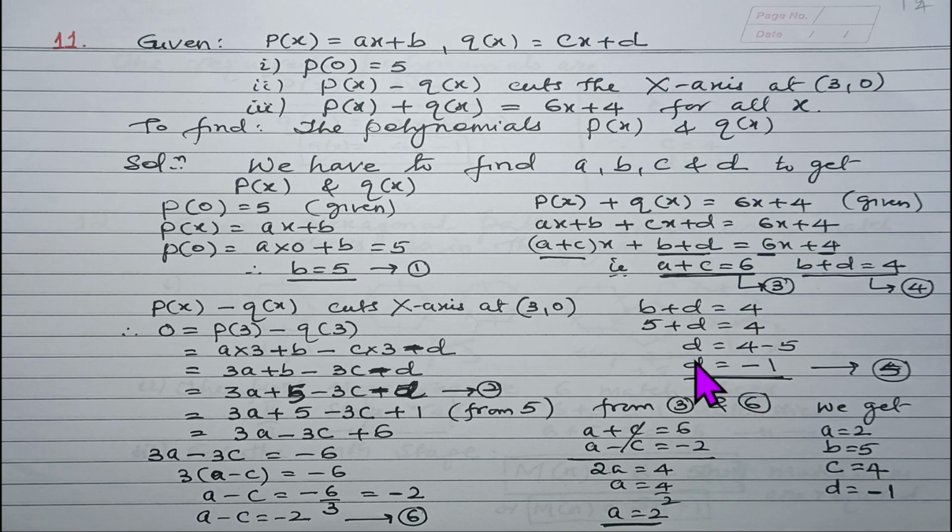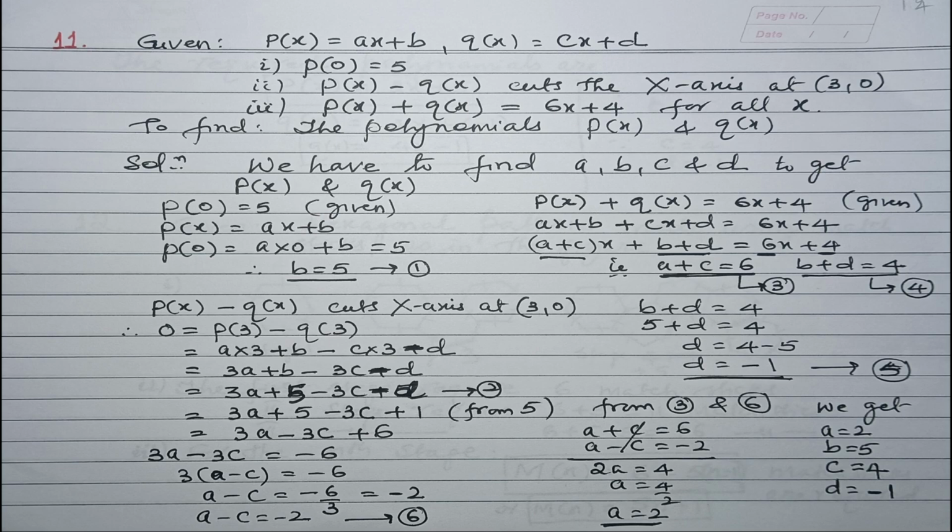So now we have the values of a, b, then d, and also we can find out the value of c. So we have got all the 4 values, that is a is equal to 2, b is equal to 5, c is equal to 4 and d is equal to minus 1. We have got the c value here because a is 2, that means 6 minus 2 becomes 4. So we have got all the 4 values.